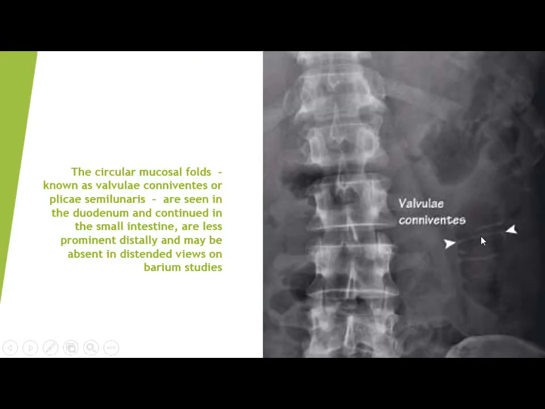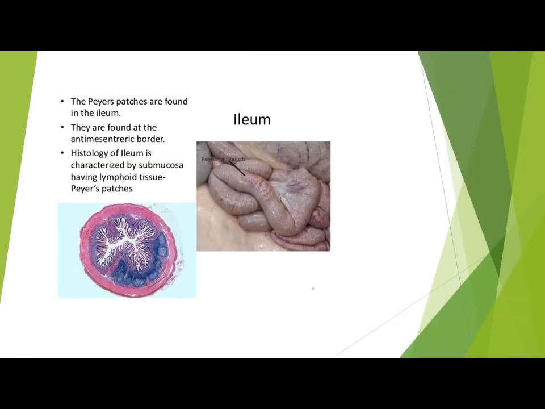In this picture, we see the valvulae conniventes. This is a mucosal fold that begins from the second part of the duodenum and continues distally, but it decreases distally until the terminal ileum, where it may be absent. It is more in the duodenum and less in the ileum. On the ileum, there is submucosal lymphoid tissue aggregation called the Peyer's patch. This is oval in shape, and it acts as a tonsil and destroys bacteria. It is more common in the ileum and not found in the duodenum.